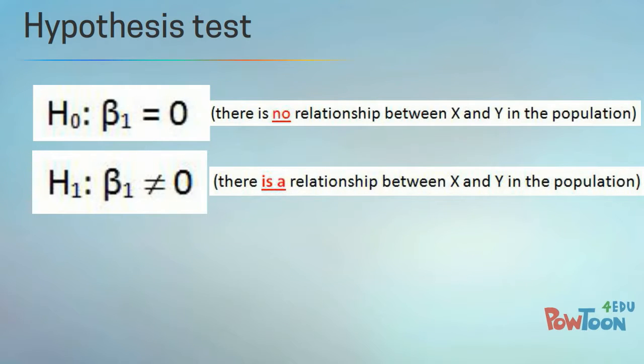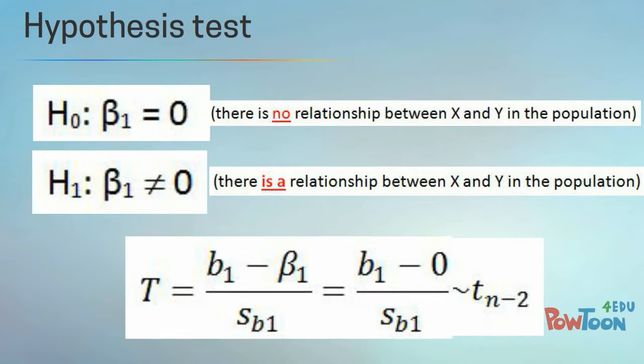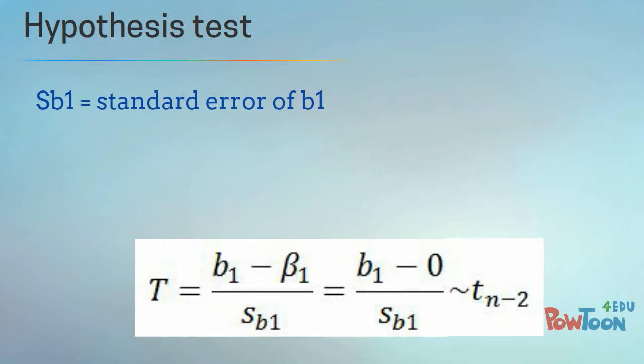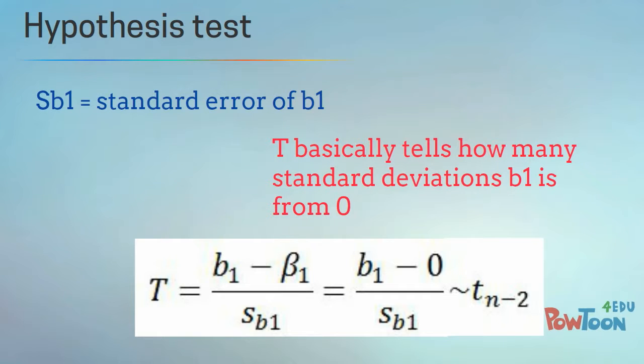The test statistic is a t with n minus 2 degrees of freedom, where n is the sample size, and t equals (b1 minus beta 1) divided by s_b1, or (b1 minus 0) divided by s_b1, where s_b1 is the standard error of the slope, which is essentially a standard deviation of the estimate. Thus, the test statistic basically tells us how many standard deviations the sample slope b1 is from 0.